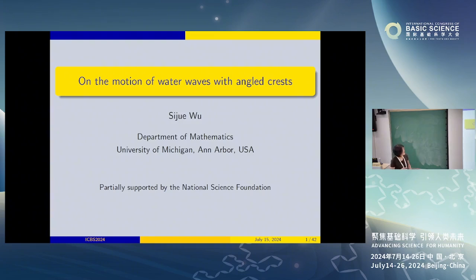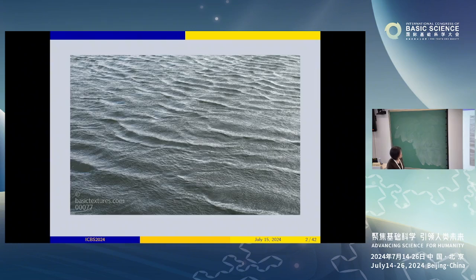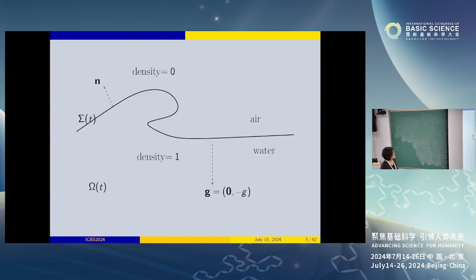Okay, so thank you for the introduction, and I would like to thank the organizers for the invitation. I'm going to talk about water waves, in particular with angled crests. I'm trying to give my explanation of this kind of thing, okay? But of course, you can always have your own explanations.